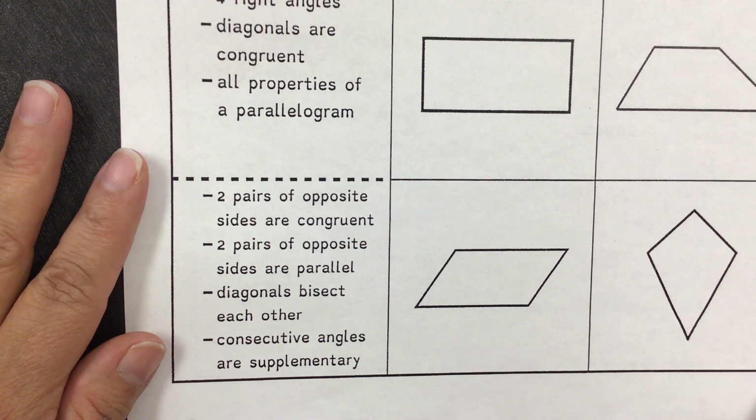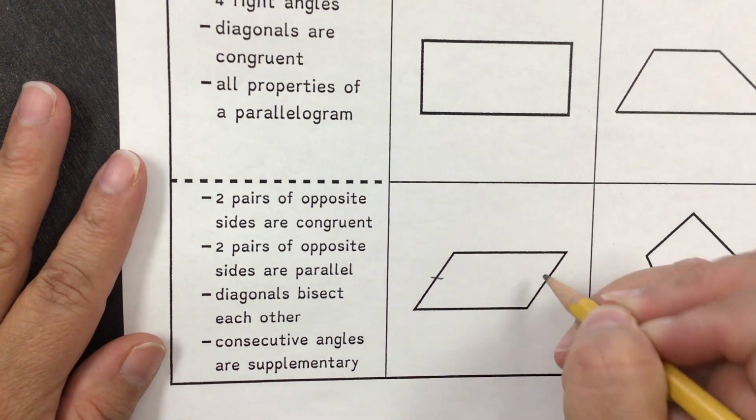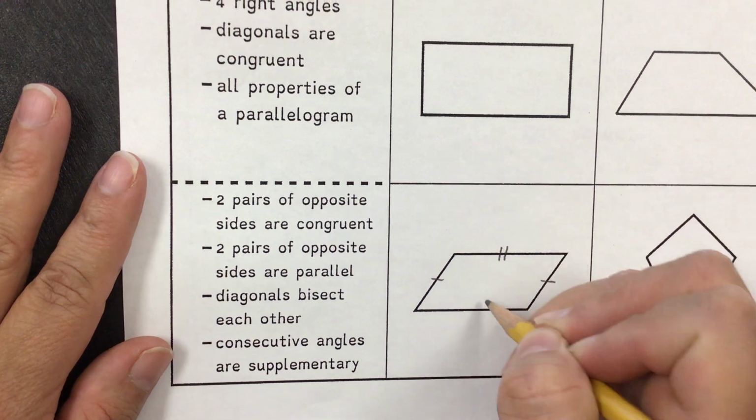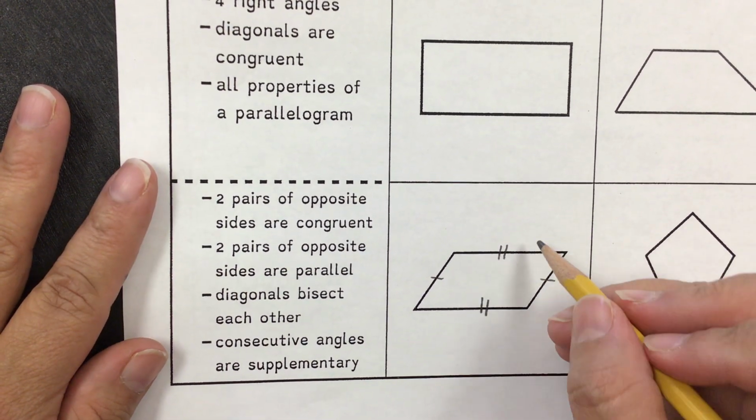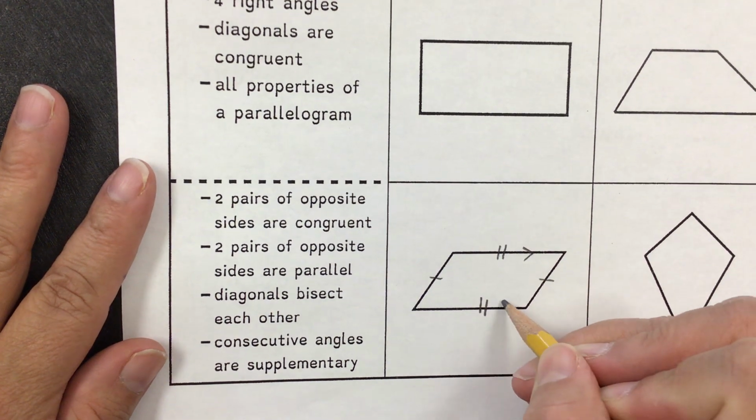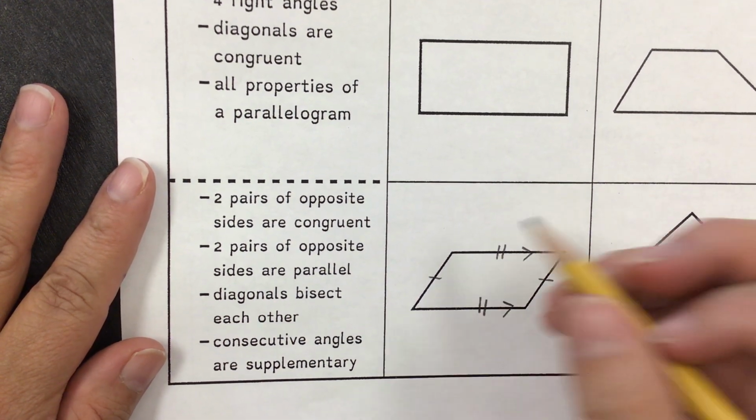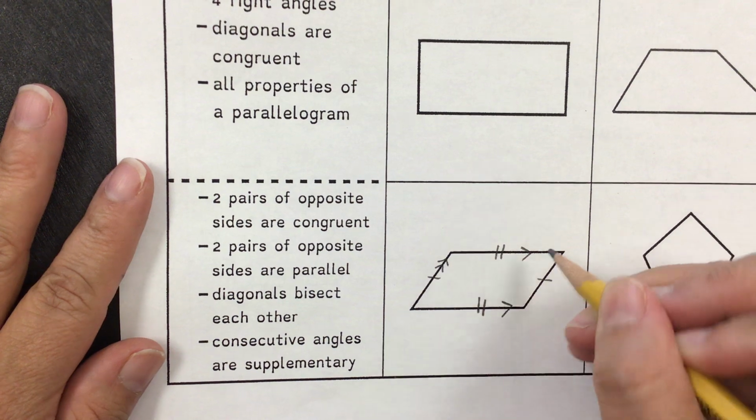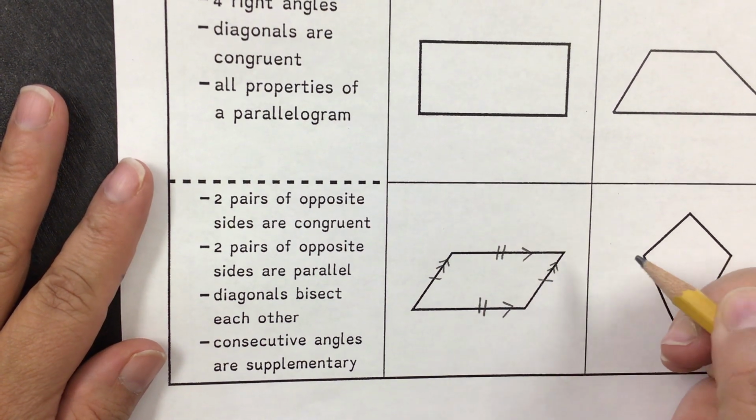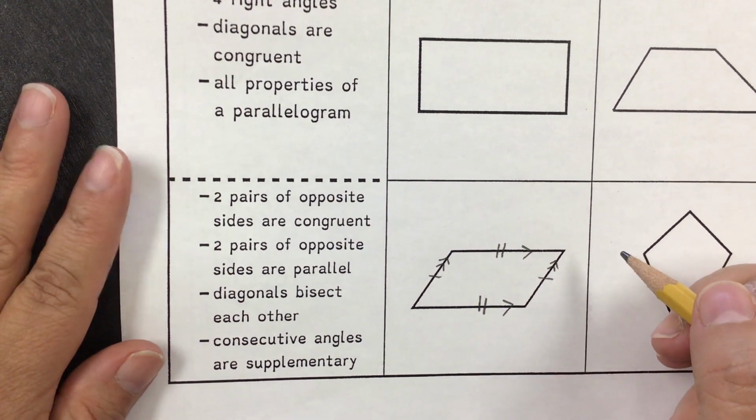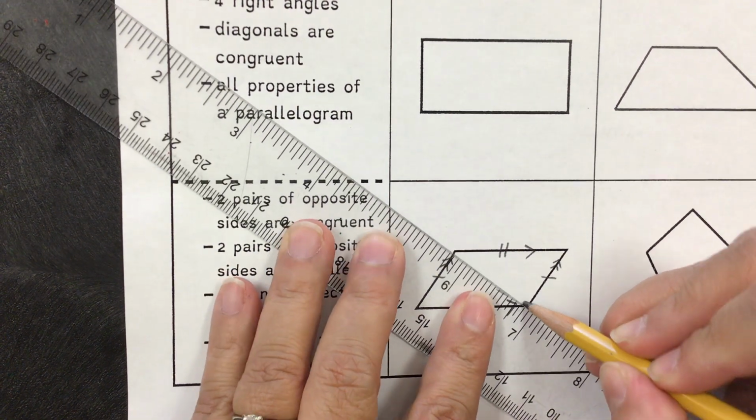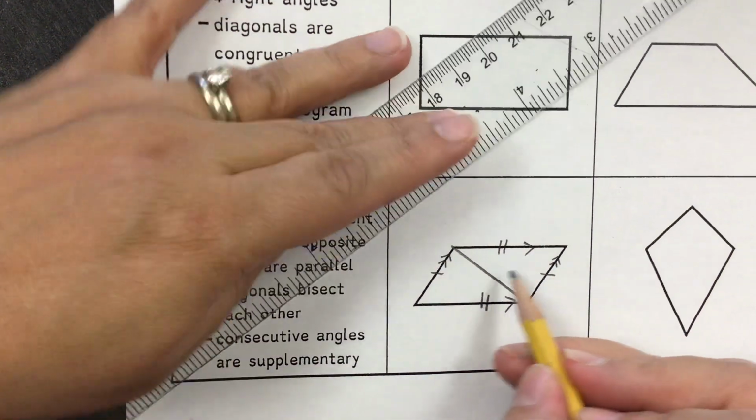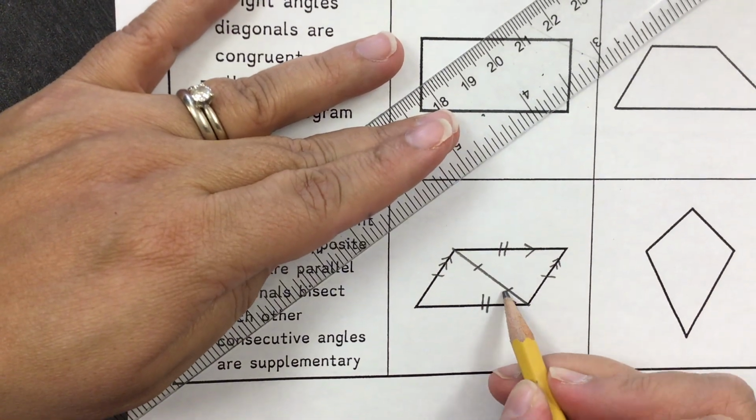a pair of opposite sides are congruent. That means that this is equal to this. This one is equal to this one. A pair of opposite sides are parallel. What that means is that this side and this side are parallel to each other, as are this one and this one over here. The diagonals bisect. What that means is that the diagonals, when they meet, they're cut in half. That means this section is equal to this section.